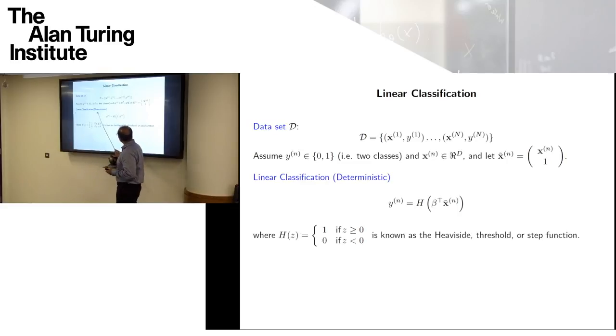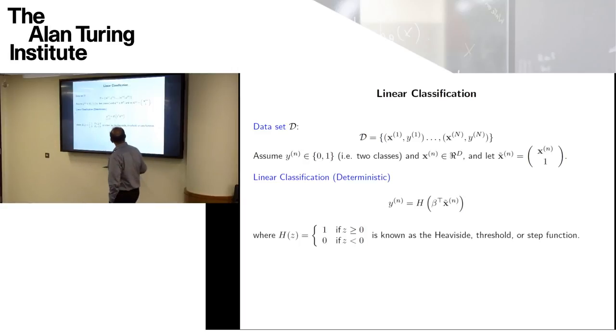So here is a simple model of linear classification. It just says, take my X tilde vector, multiply it by a vector of parameters beta. Okay, take a dot product, in other words. If that dot product is greater than or equal to 0, say it's class 1. If it's less than 0, say it's class 0. So that's what's called the Heaviside function, also known as the threshold function or step function.